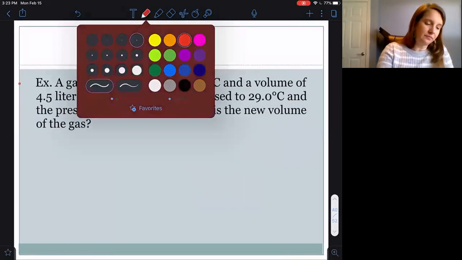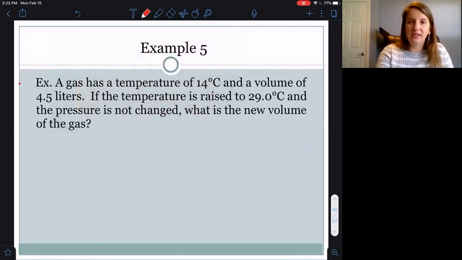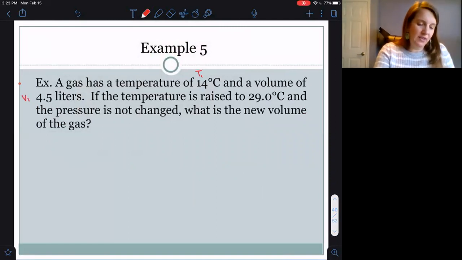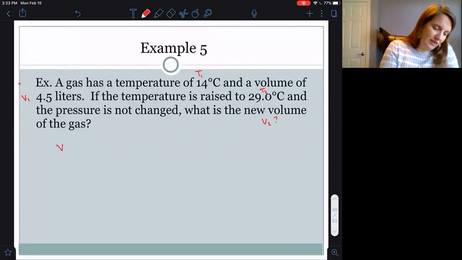Here, I have a gas that has a temperature of 14 degrees Celsius, so that's T1, and a volume of 4.5 liters, that's V1. If the temperature is raised to 29 degrees Celsius, so T2, and the pressure is not changed, what is the new volume? I'm looking for volume 2. So which pieces of the combined gas law am I going to be concerned about? Which do I have to include in my equation here? The volume and the temperature. So I have to have V1 over T1 equals V2 over T2.